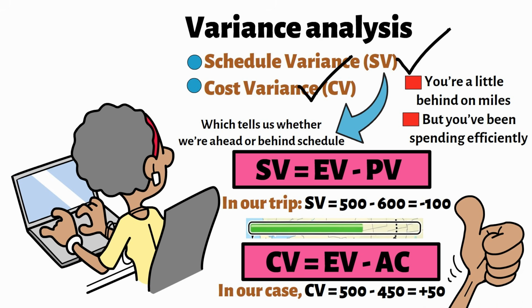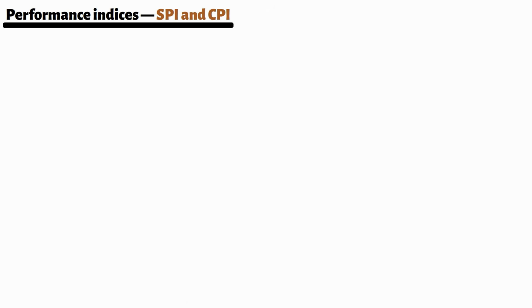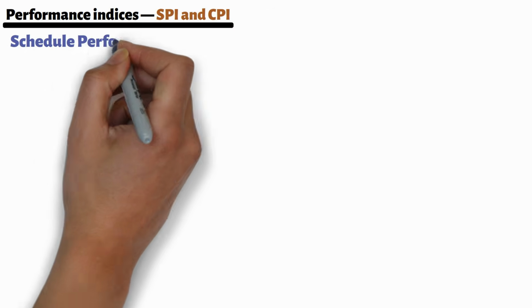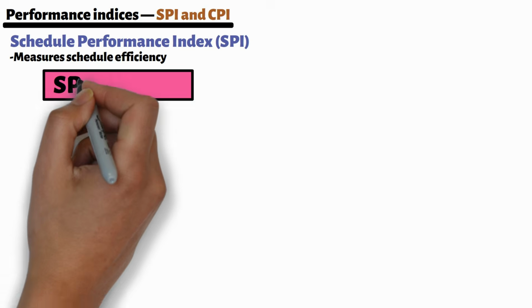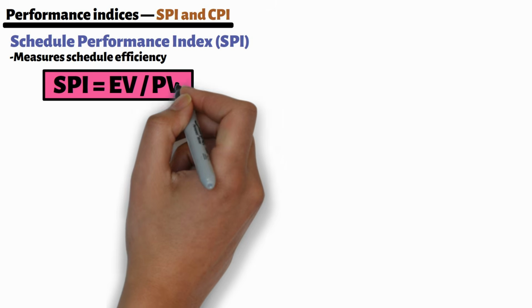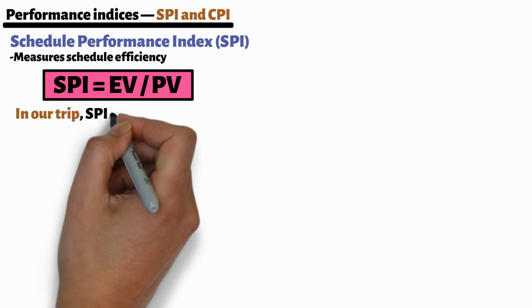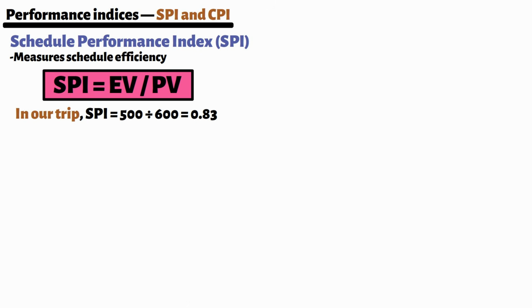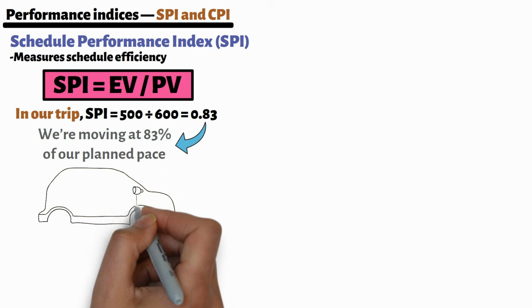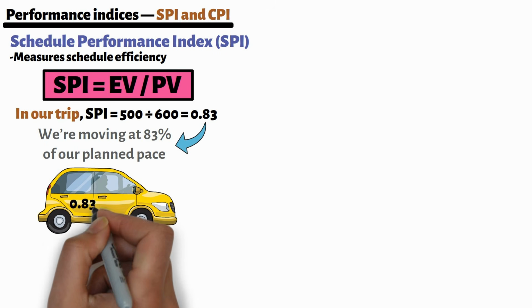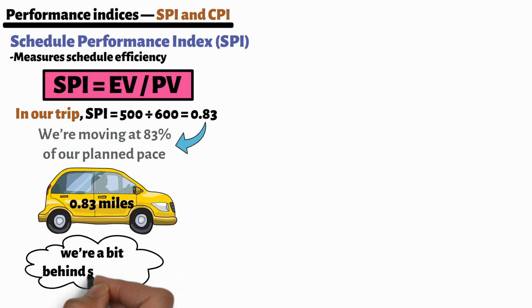Now that we know where we stand, let's see how efficiently we're moving and spending with the performance indices, SPI and CPI. Let's start with Schedule Performance Index, SPI. This measures schedule efficiency. The formula is simple. SPI equals EV divided by PV. In our trip, SPI equals 500 divided by 600 equals 0.83. That means we're moving at 83% of our planned pace. So for every mile we plan to drive, we're only completing about 0.83 miles. In plain English, we're a bit behind schedule.